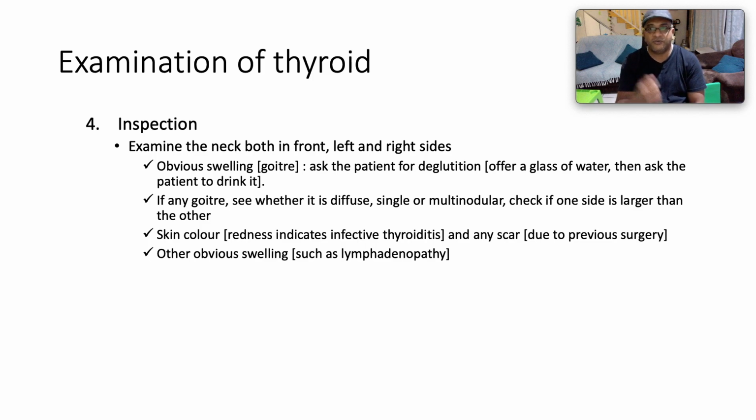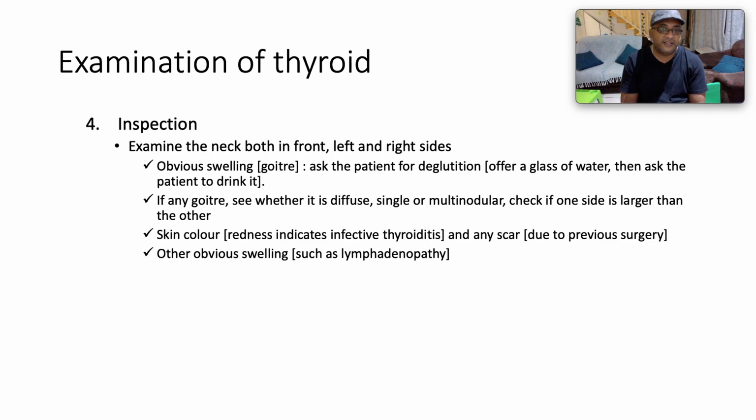Swallow. Offer a glass of water, then ask the patient to drink it. If there's any goiter, you check whether it's diffuse, single, or multinodular, and check if one side is larger than the other. Right, so that will probably lend itself more to multinodular goiter or a toxic adenoma, as opposed to a diffuse enlargement of the thyroid, which probably will speak to Graves or thyroiditis.